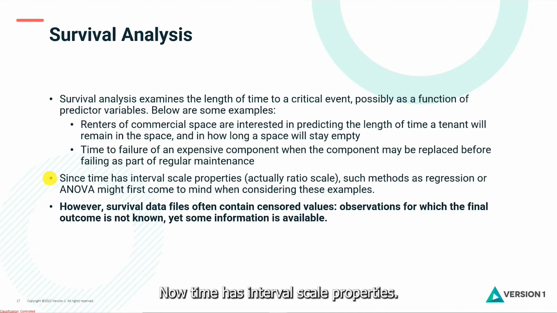Now, time has interval scale properties. We might think about using regression or ANOVA, but there's a problem with these techniques because survival data has censored values in it. So these are observations for which the final outcome is not known, but we do have some information.